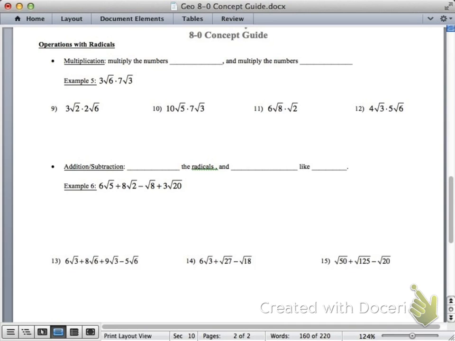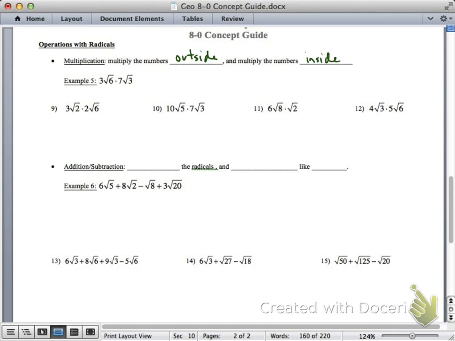Okay, we actually did some of this on the other side. Operations with radicals, we're going to talk about multiplication and then addition, subtraction here. We did division really on the other side. If you have multiplication, you multiply the numbers on the outside and you multiply the numbers on the inside, but you don't do outside with inside.